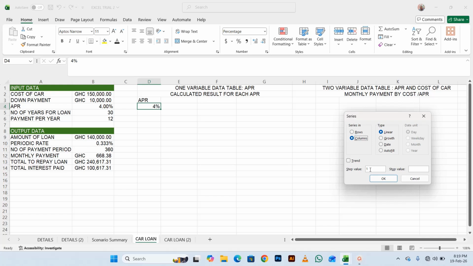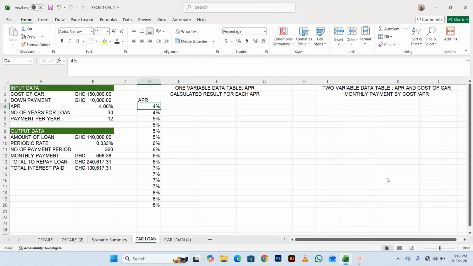So column, and the step that we want to add is, I think, 0.25%. And then we are doing it up to 8%. Then you select enter. So it will be like this. Don't say it didn't work. It worked.